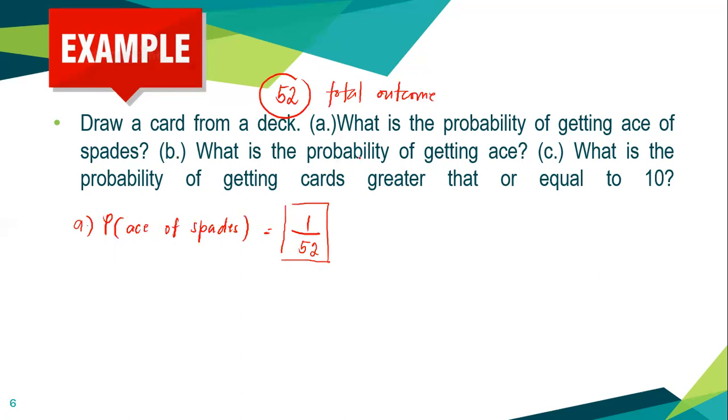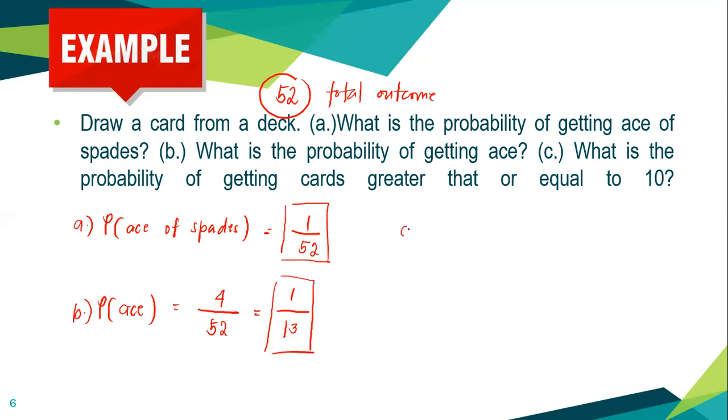How about letter B? Probability of getting ace. For letter B, probability of getting ace. So hindi nagbabago ang numbers sa cards. We again have 52 total outcome. How about the favorable outcome? Ilang ace meron tayo? We have 4, tama? Diba? Isang ace of heart, isang ace of diamond, ace of flower, and ace of spades. So lahat yon is 4. Or, again, put it in its lowest form. We have 1/13. So this will be your final answer.